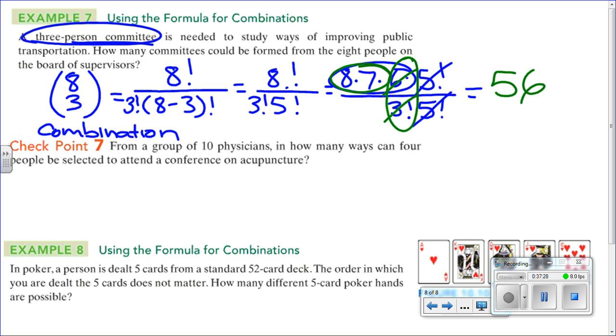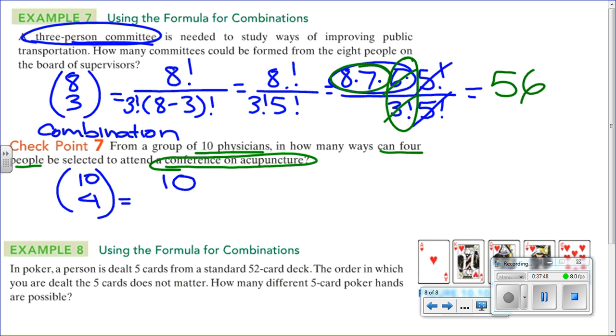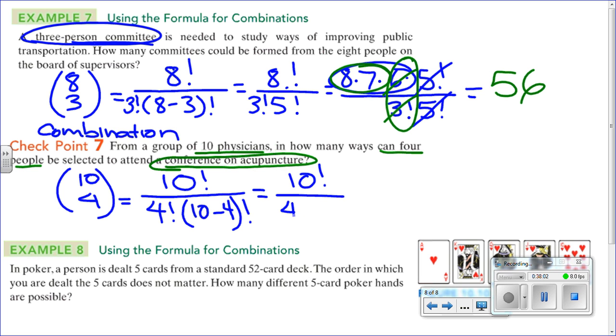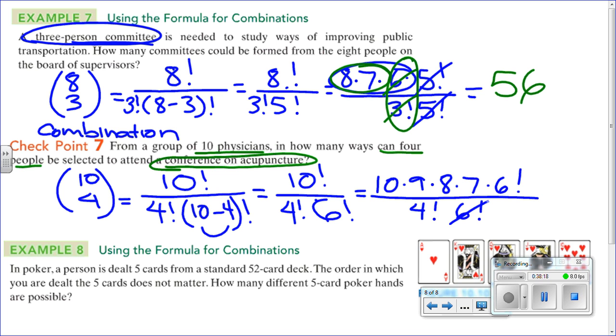Okay, checkpoint 7. From a group of 10 physicians, in how many ways can 4 people be selected to attend a conference on acupuncture? In this case, 4 people, it doesn't matter who was chosen first. So we're going to do a combination again. We have 10 physicians, and they're going to send only 4 to the conference. So in this case, I'll do the correct formula, I promise. It's 10 factorial, 4 factorial, and then the difference, 10 minus 4 factorial. So here we have 10 factorial, 4 factorial, and then here 6 factorial because 10 minus 4 is 6. So here we have 10 times 9 times 8 times 7 times 6 factorial over 4 factorial, 6 factorial. So that goes out. I will leave that answer for you to find because I don't have it with me.